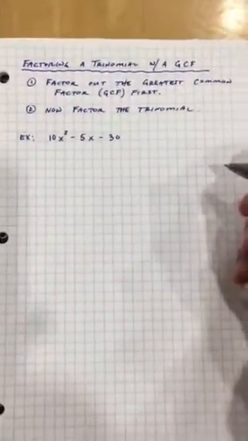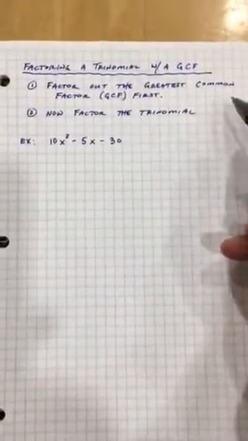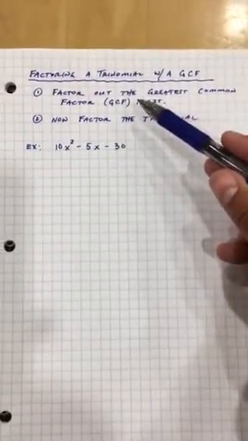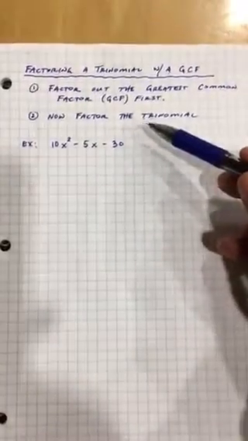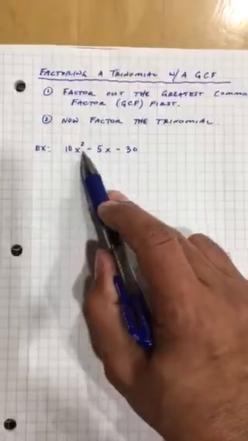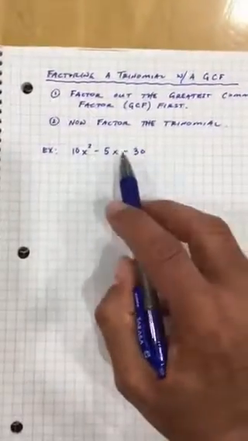This is your video on how to factor a trinomial with a greatest common factor. Step 1, you're going to factor out the greatest common factor. Step 2, you're going to factor the trinomial that's left over. In our example here, you have 10x squared minus 5x minus 30.